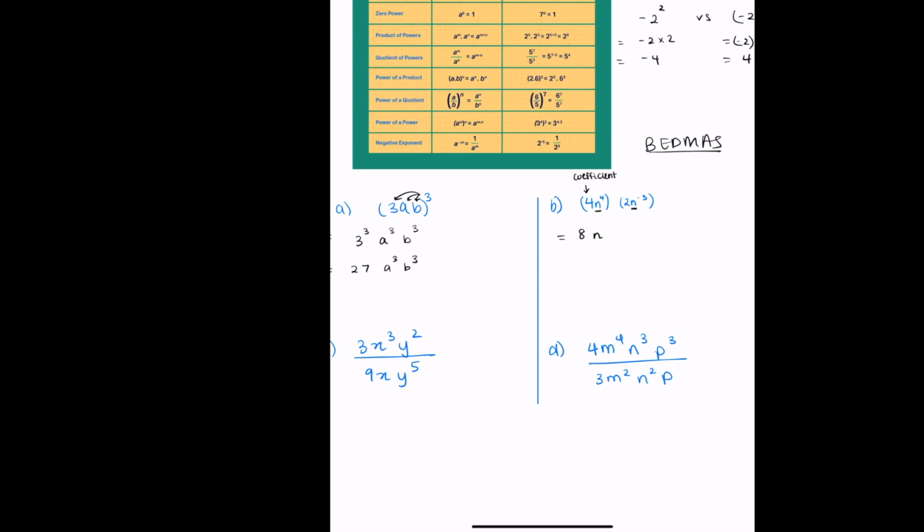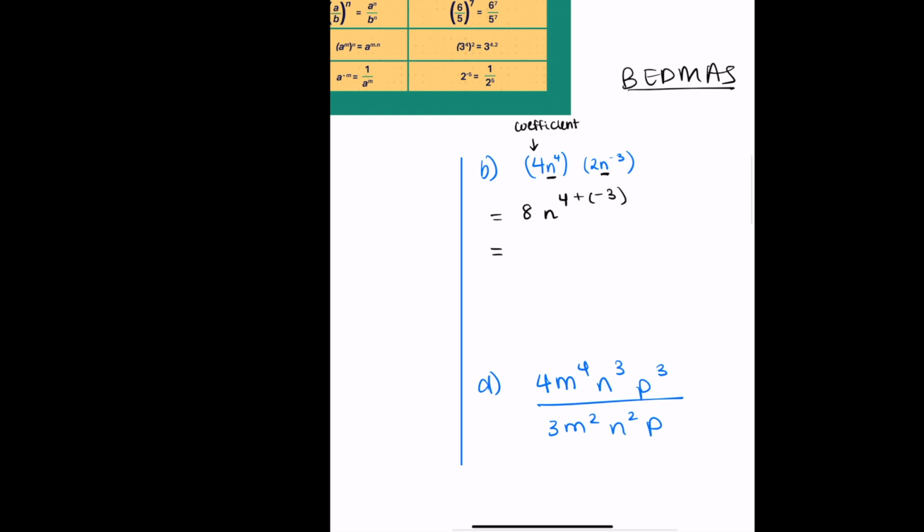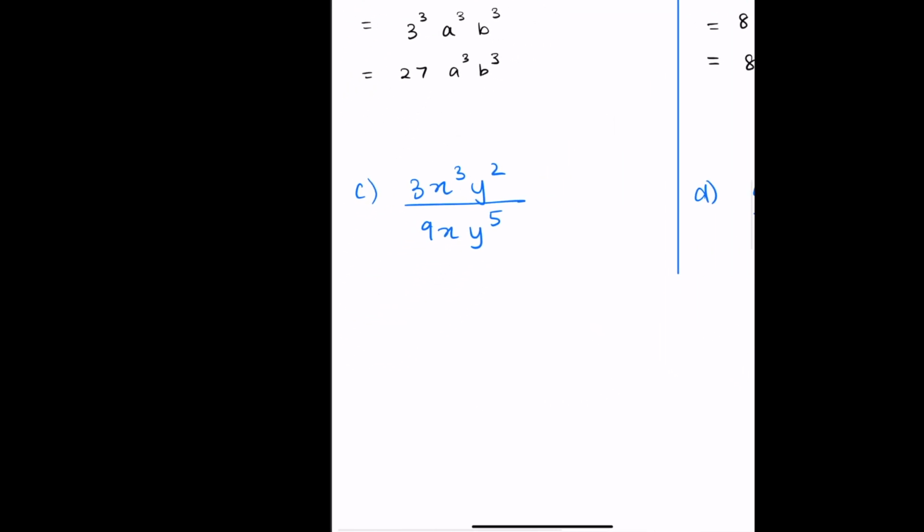And then you have these powers being multiplied, right? So product of powers would be this rule. So that becomes n to the power of 4 plus minus 3. So that's the kind of thing to be careful of here. You have to add them, but there's a negative sign. So this simplifies it to 8n to the power of 1, and you don't have to write 1, so we just write 8n.